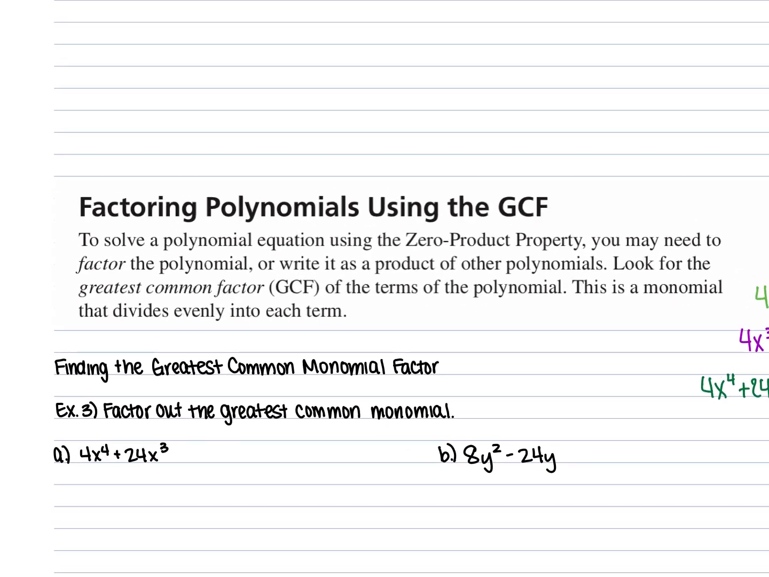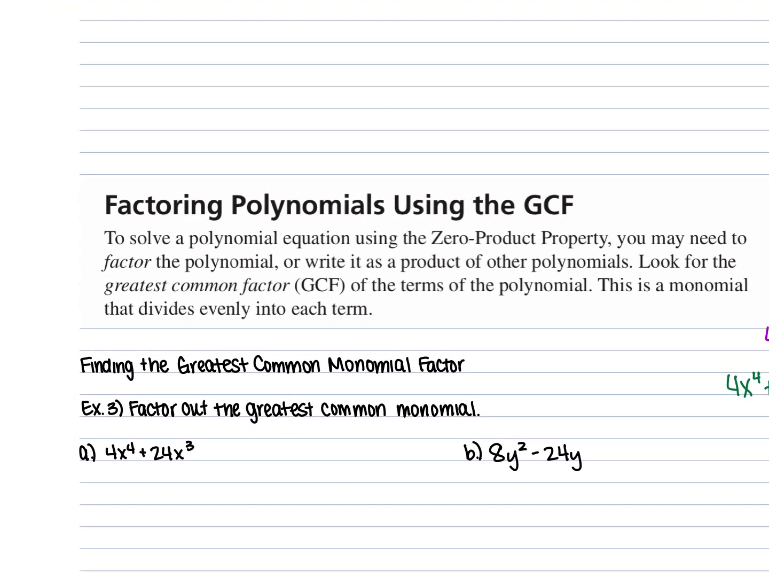So this is factoring polynomials using something called the GCF. Who remembers what GCF stands for? Greatest common factor. Write it down, people. Greatest common factor. The keyword is greatest common factor, okay? Let's go over what those 3 words mean.